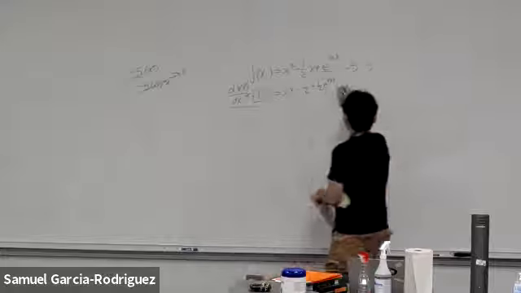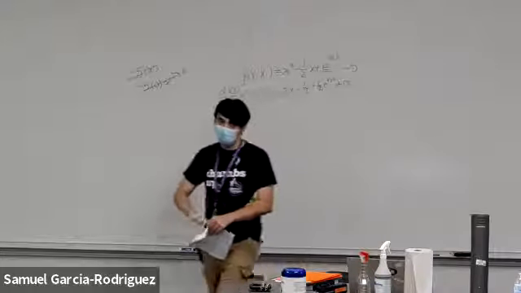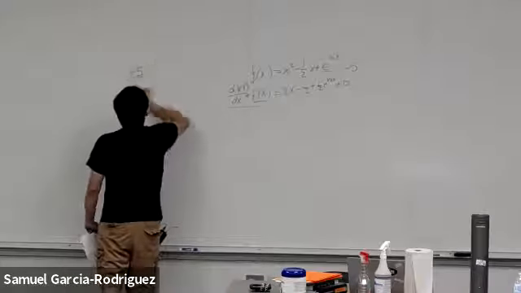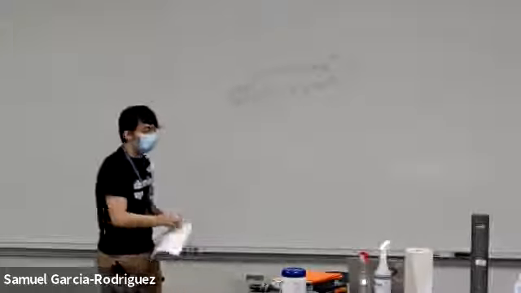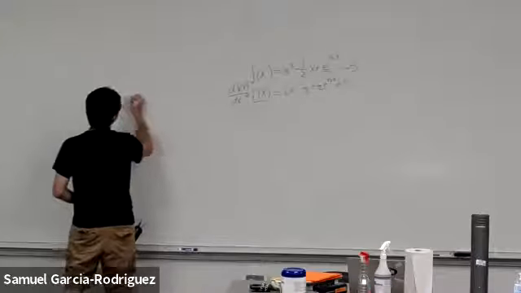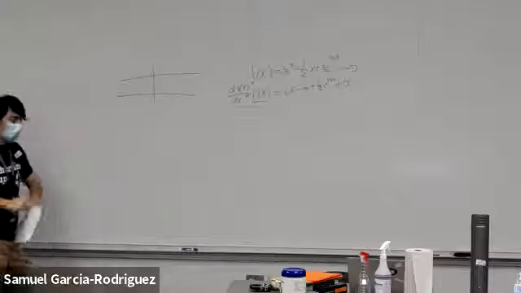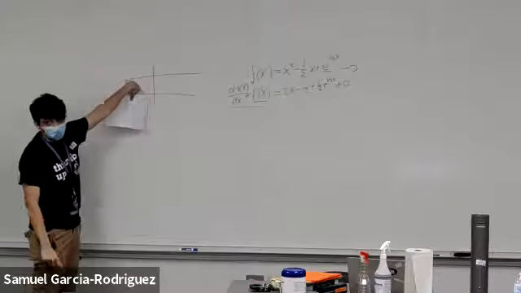However, in your calculus class, they're just going to tell you that the derivative of a constant is just 0. You can also think of it graphically. Whenever you graph a constant, it's just a horizontal line. The slope of that line is 0.